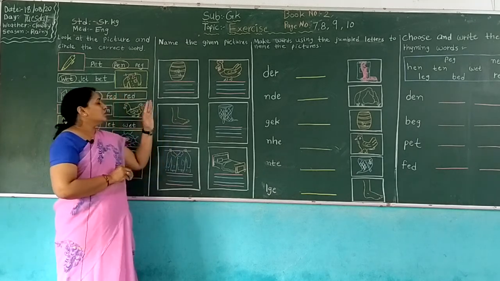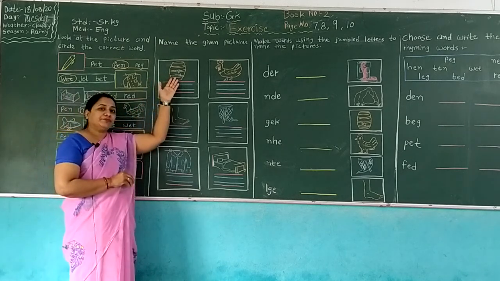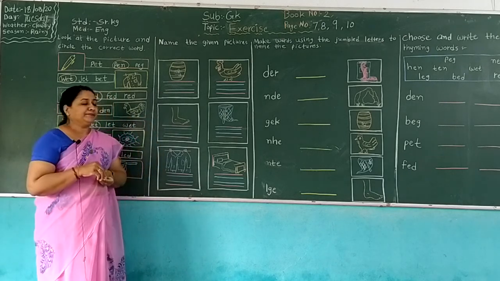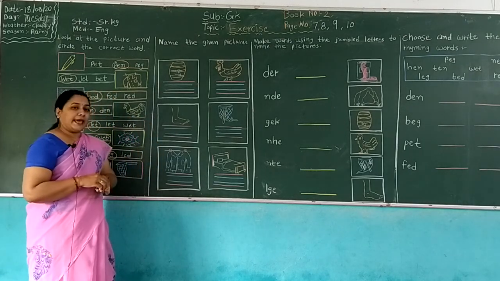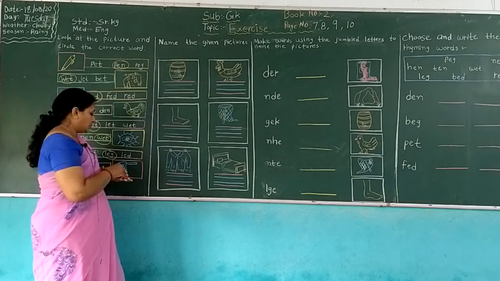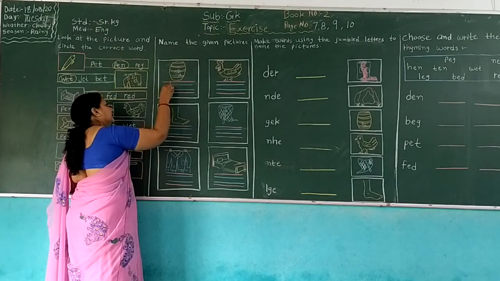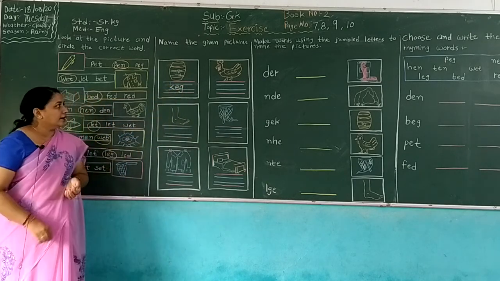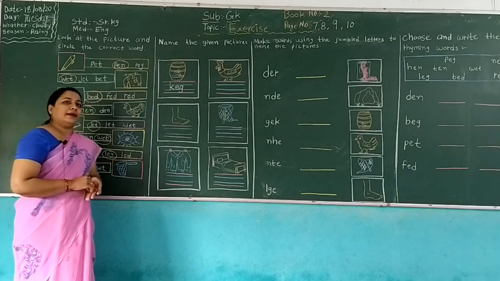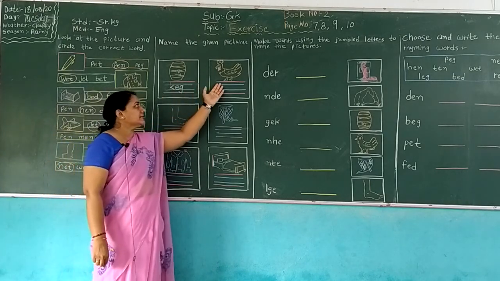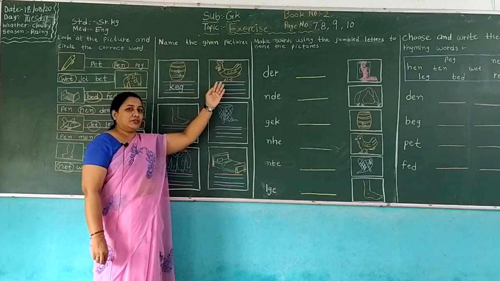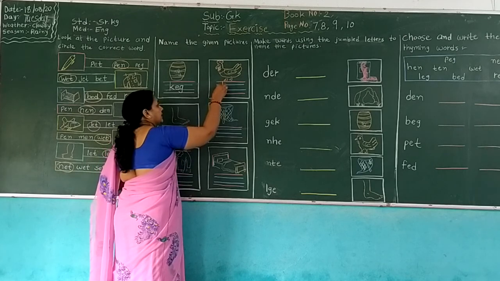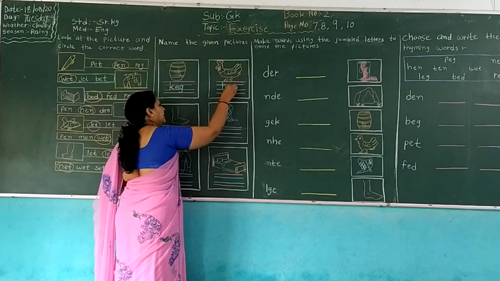Everybody open. So now children, which picture is this? Think about it. Tell me. It's a cat picture. Which picture? Cat. So we write here. Cat. Speak and write. Then which picture is this? It's a hand picture. Now write with me, hand.